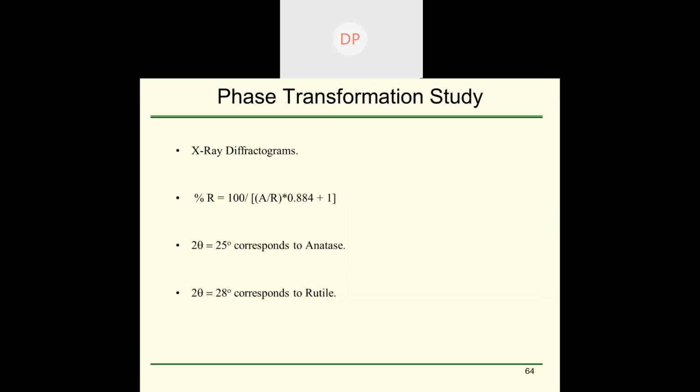So in this, 2 theta 25 degree corresponds to anatase, and 2 theta 28 corresponds to rutile. In the case of zirconia, we had taken 2 theta 29 and 31 degree for monoclinic, and 2 theta 30 degree for tetragonal. And in this case, it is 25 degree for anatase and 28 degree for rutile.